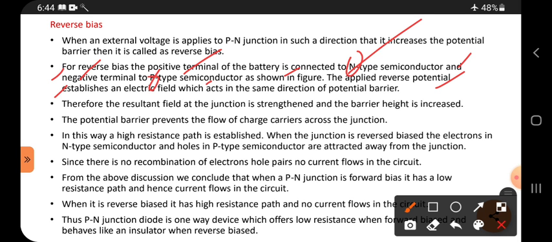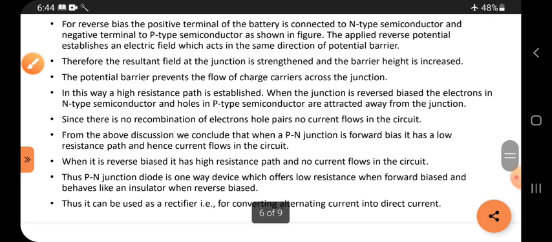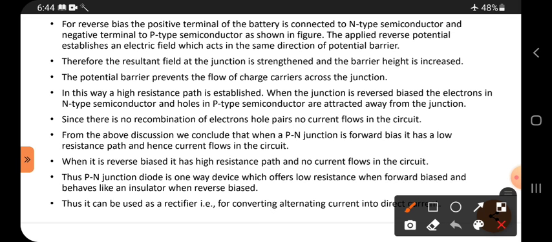The applied reverse potential establishes an electric field which acts in the same direction as the potential barrier. In whichever direction the potential barrier acts, the electric field also acts in the same direction. Therefore, the resultant field at the junction is strengthened and the barrier height is increased. Because both are in the same direction, the electrons do not cross. The depletion region gap increases, so electrons cannot cross this barrier.